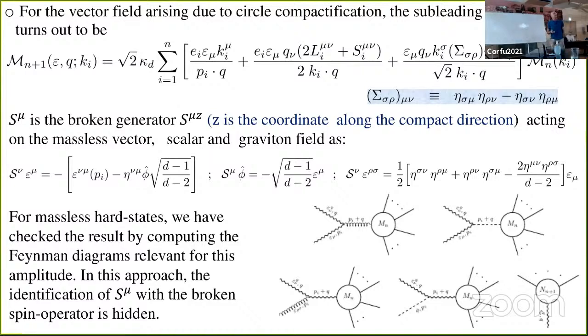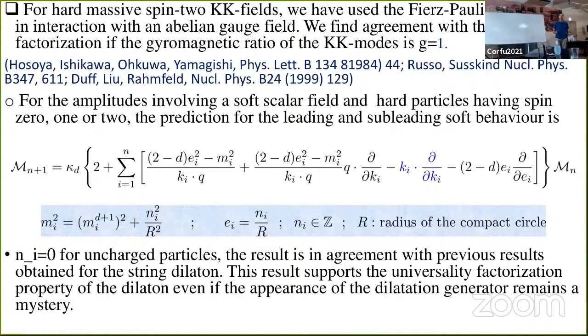These two terms appear when we have as hard state the Kaluza-Klein spin two particle. Therefore, in order to check that term, we have to consider a theory that describes this Kaluza-Klein spin two massive particle. And this theory is known. It's the first Pauli Lagrangian interacting with a gauge field. If you look at this Lagrangian, you can see that it contains a non-minimal coupling, which is essentially the gyromagnetic factor, multiplied by an arbitrary gyromagnetic factor.